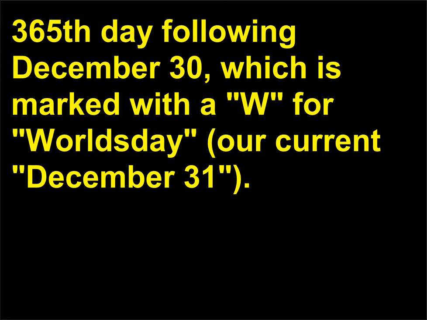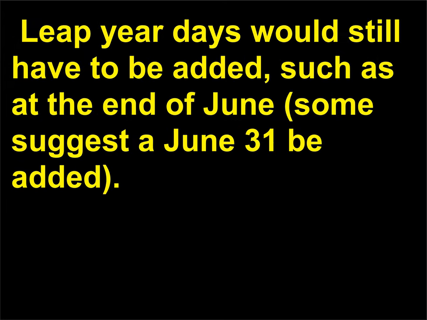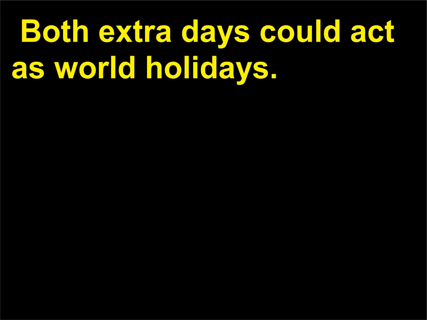The reason why the calendar is called perpetual or perennial is that the year ends with a 365th day following December 30th, which is marked with a W for World's Day, our current December 31. Leap year days would still have to be added, such as at the end of June, where some suggest a June 31 be added. Both extra days could act as world holidays.